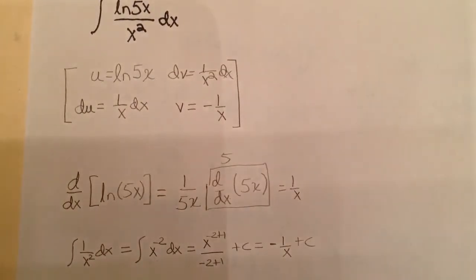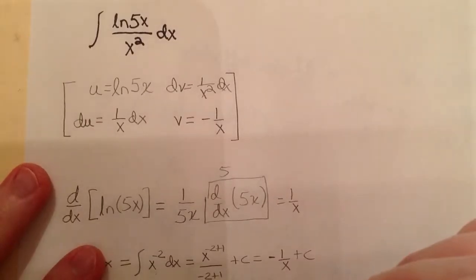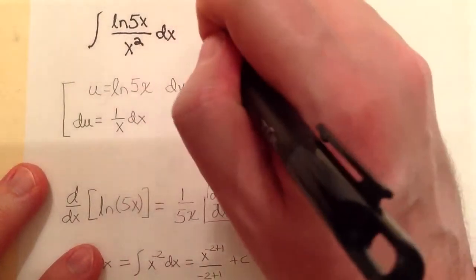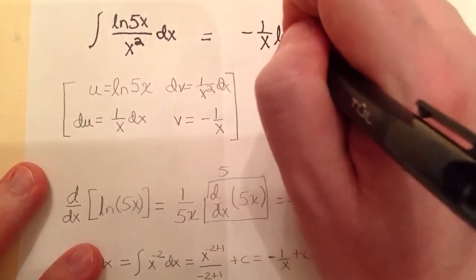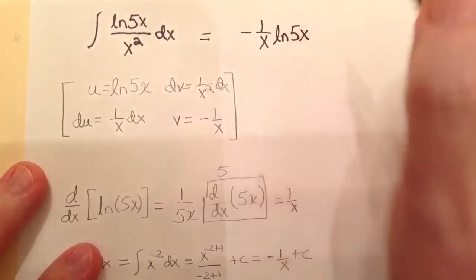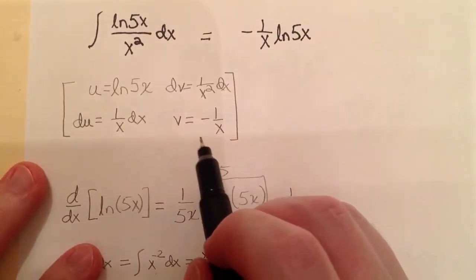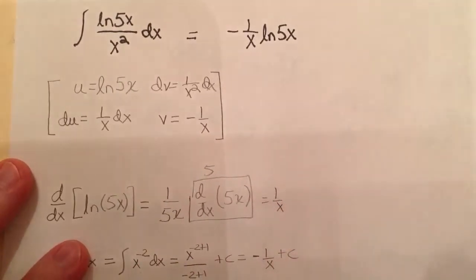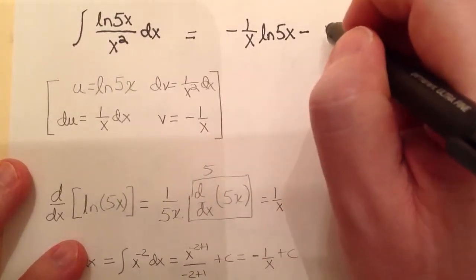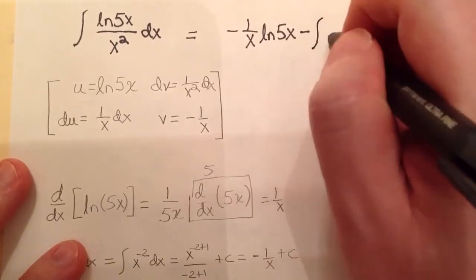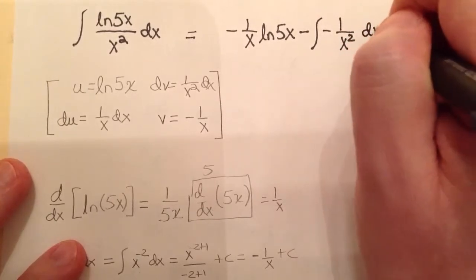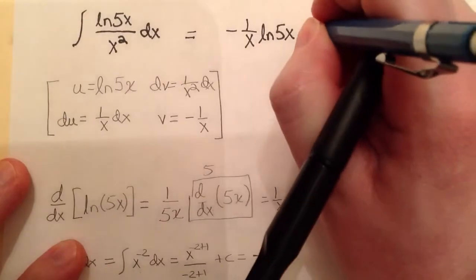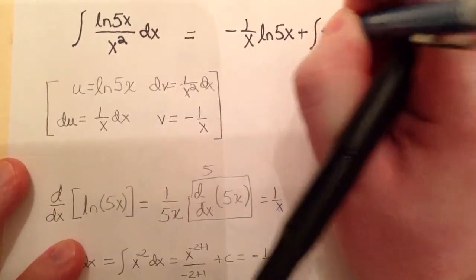So your antiderivative term is going to rest at negative 1 over x. Now, in setting up what we have for u times v, we have negative 1 over x times the natural logarithm of 5x. We have minus the integral of v times du, so we're looking at the subtraction of negative 1 over x squared dx, and the subtraction of a negative is going to be the addition of the positive.